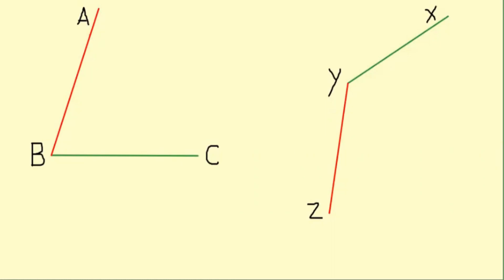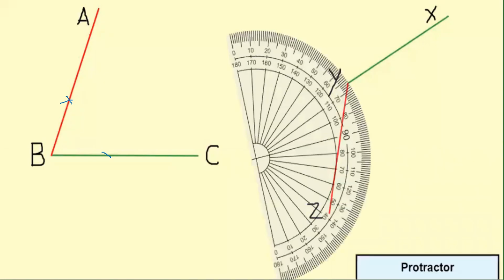Today we're going to learn how to find the measure of any angle using the protractor. We have two examples here, angle ABC and angle XYZ. Let's start with ABC. We know that each angle has two sides, BC and BA. The two sides intersect in a point B, which is called the vertex of the angle.